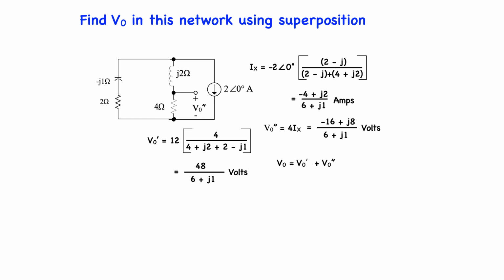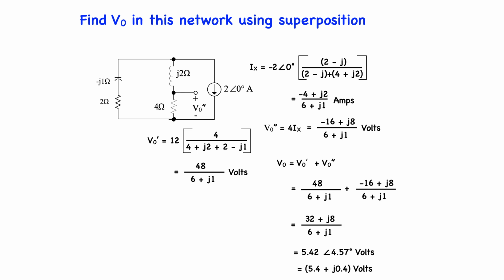Substituting for V0 primed and V0 double primed, adding the two fractions together, we get 5.42 at an angle of 4.57 degrees, or we can use rectangular coordinates 5.4 plus j0.4 volts, in both polar and rectangular coordinates, which should not be a big surprise since that is what we found in a previous example.